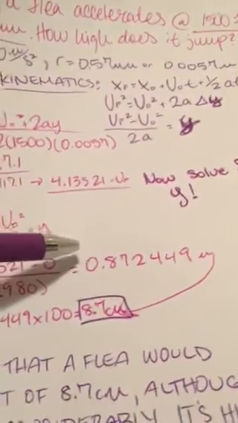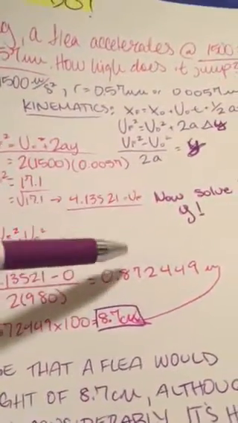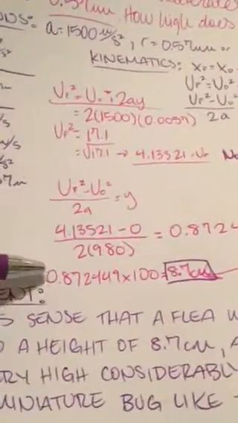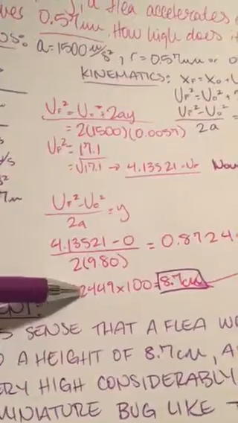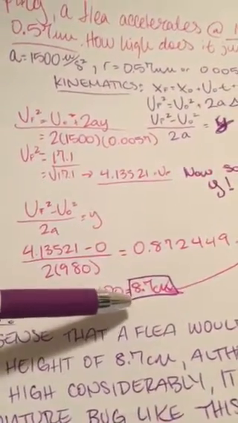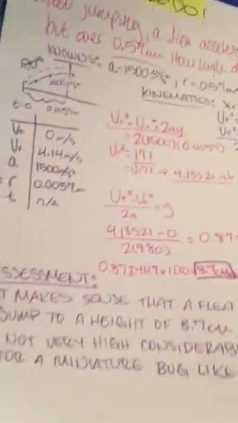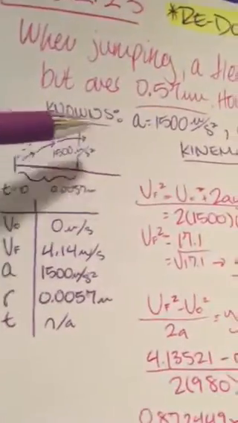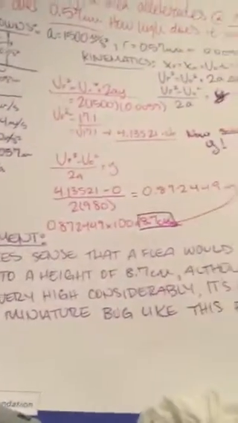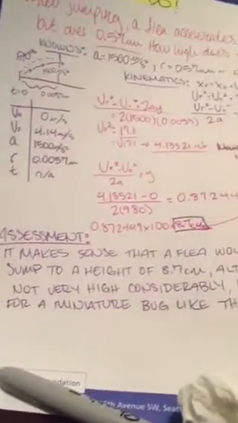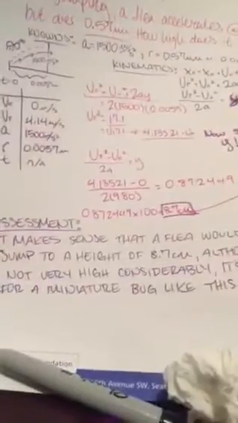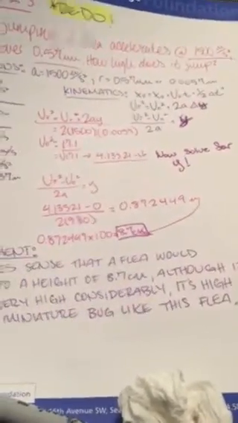0.872449 meters. Now, when I plugged that into Mastering Physics, it didn't want that, it wanted it in centimeters. So here it is, all of that times 100, because centi means 100, and you have 8.7 centimeters as the answer for the height. That's the max height that the flea jumps. And I assess that this makes sense because a flea would jump to a height of 8.7 centimeters, although it is not very high considerably, but it's high for a miniature bug like this flea.